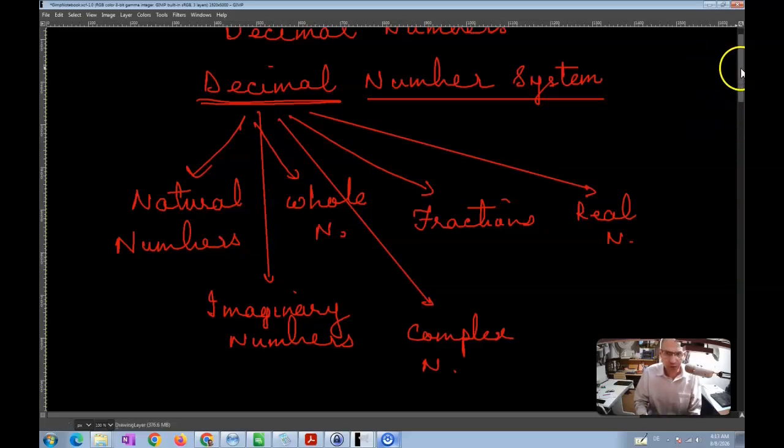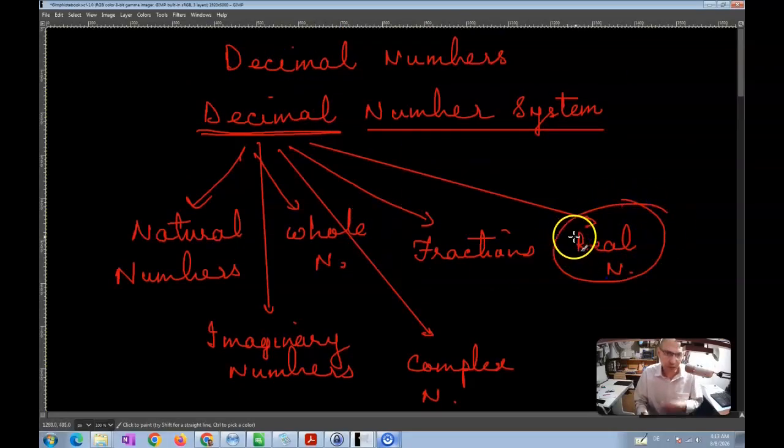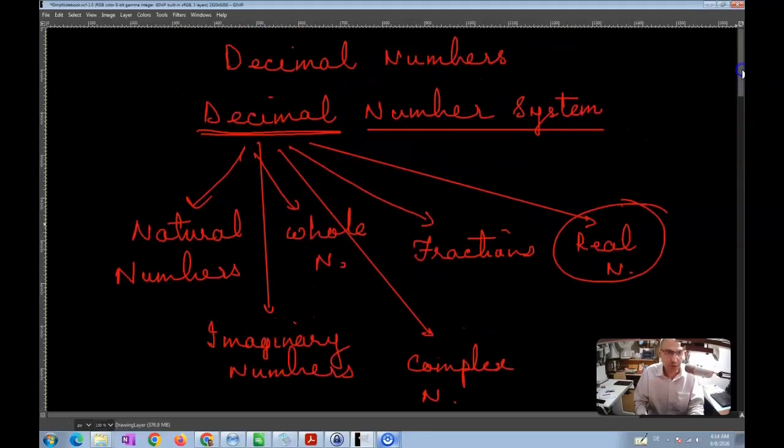But one of the different types of numbers that you can create in this system is the real number. Now, the real number, in a specific context, you can also call the decimal number.